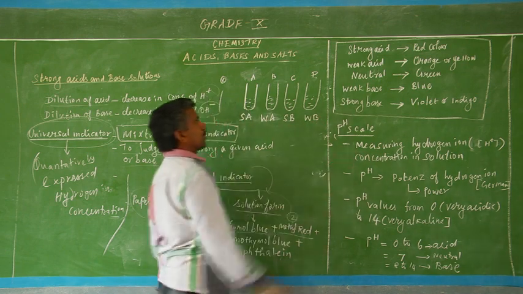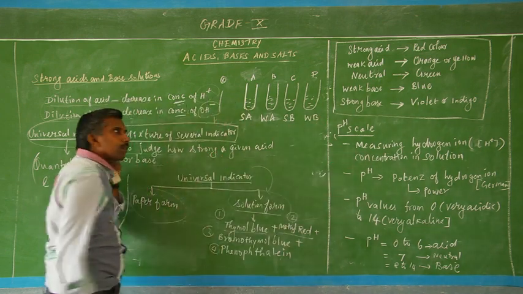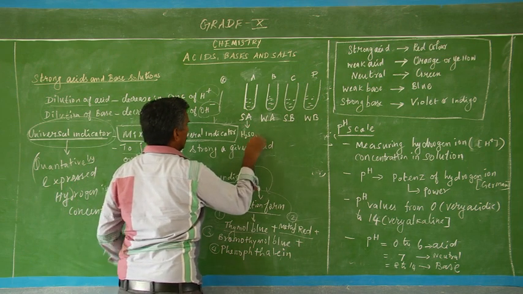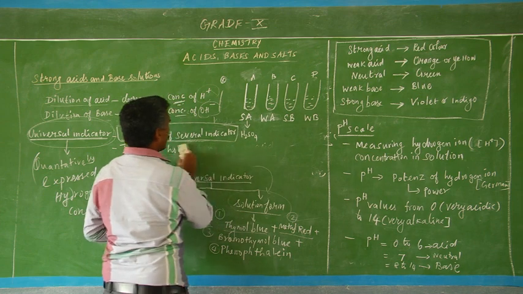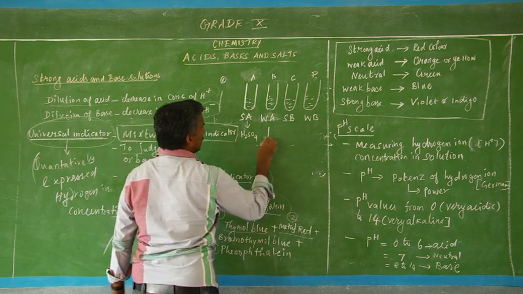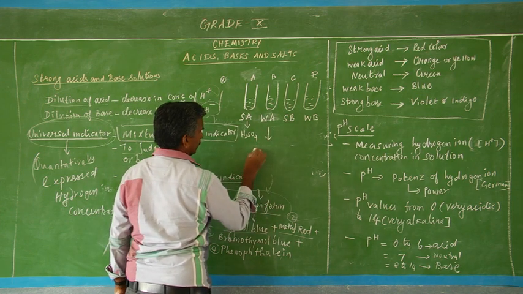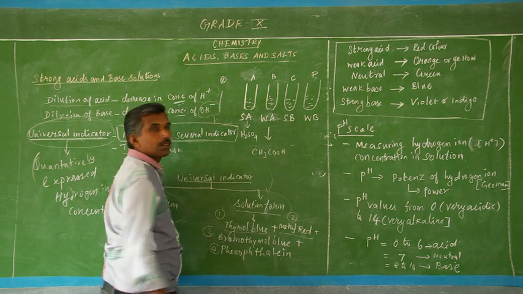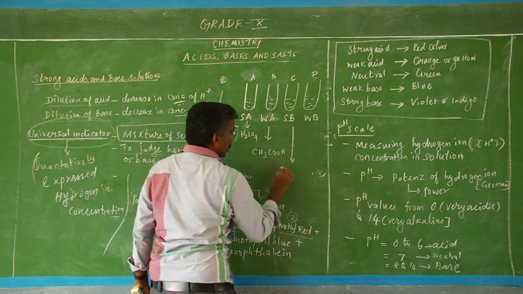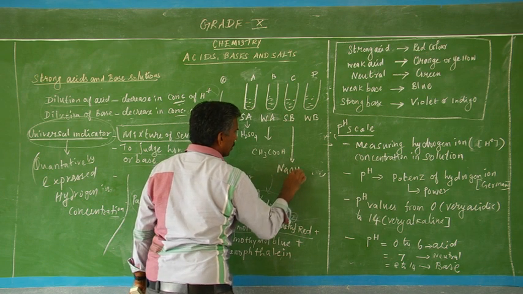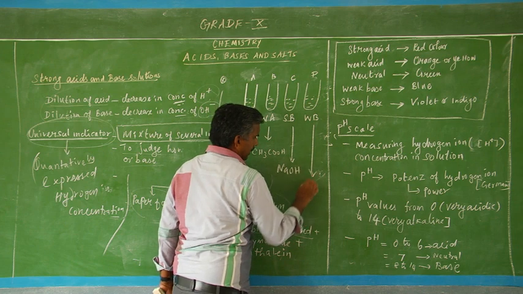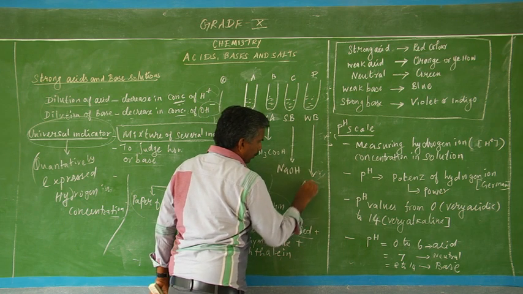You take 4 test tubes. The strong acid is, for example, sulfuric acid. The weak acid is acetic acid, CH3COOH. The strong base is, for example, sodium hydroxide. The weak base is ammonium hydroxide.